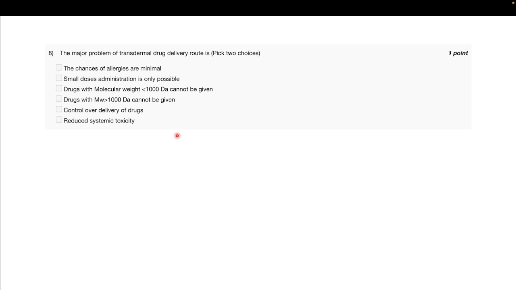Next question is, the major problem of transdermal drug delivery route is. Most of these questions are on a specific route of delivery, so I think you people will be able to answer this. So pick two choices. Which is the exact major problem for transdermal drug delivery?